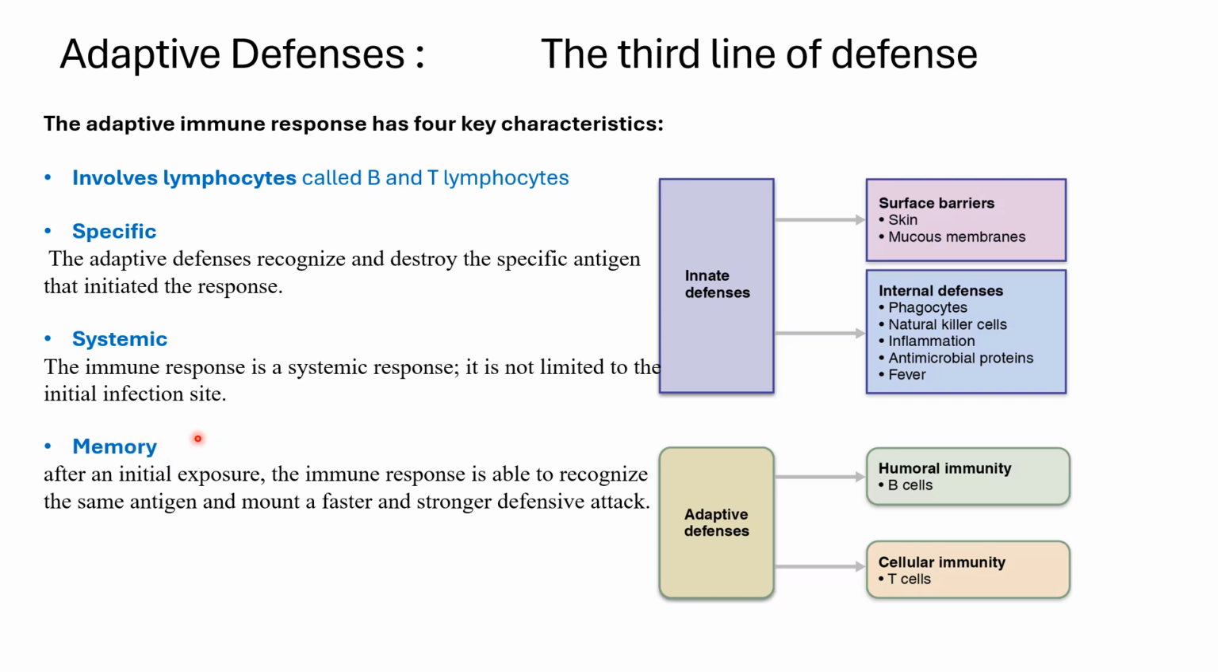And then they have a memory. After an initial exposure, the immune response is able to recognize the same antigen and mount a faster and stronger defensive attack. They do not forget. So these are four points which are important for the adaptive defenses. They involve the lymphocytes, they're specific, they're systemic, and they have a memory.